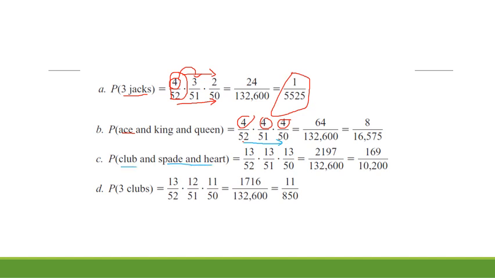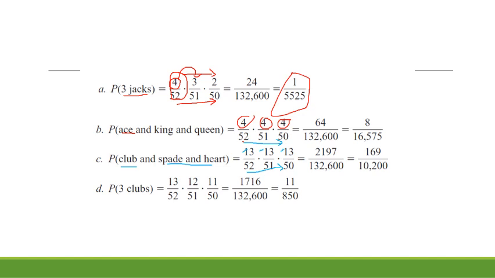We all know in the deck of cards, a club is 13, the total number of that, and spade also, and a heart. Take note also that the card is not replaced, so it is dependent and affects the next draw. So the total number of outcomes at the bottom is decreasing. Just need to multiply that. That is the second rule, the multiplication rule of probability.